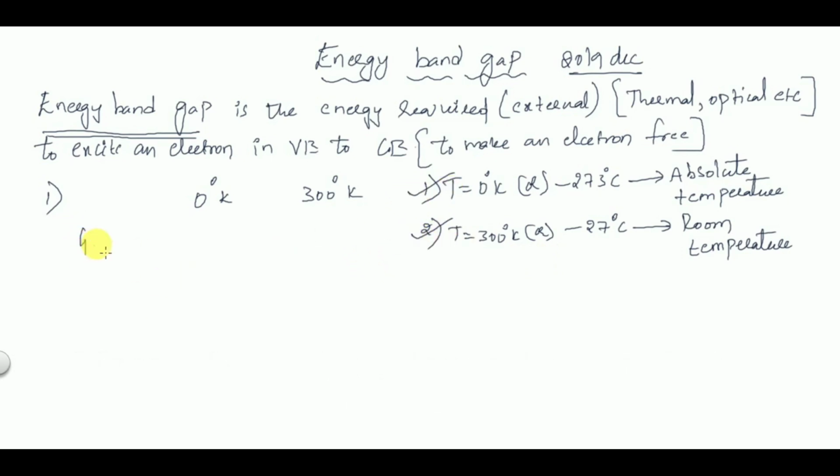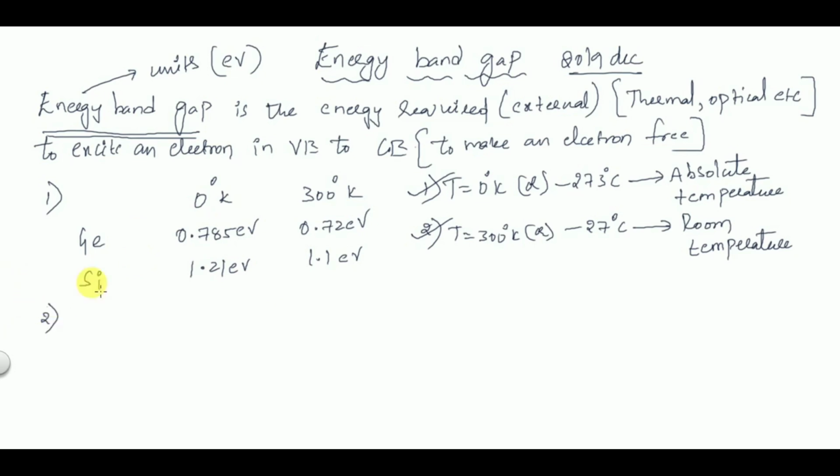Okay, so for germanium at 0 degrees Kelvin its value is 0.785 electron volt. The energy band gap units are electron volts. At 300 degrees Kelvin its value is 0.72 electron volt. Similarly for silicon it is 1.21 electron volt at 0 degrees Kelvin and 1.1 electron volt at 300 degrees Kelvin.